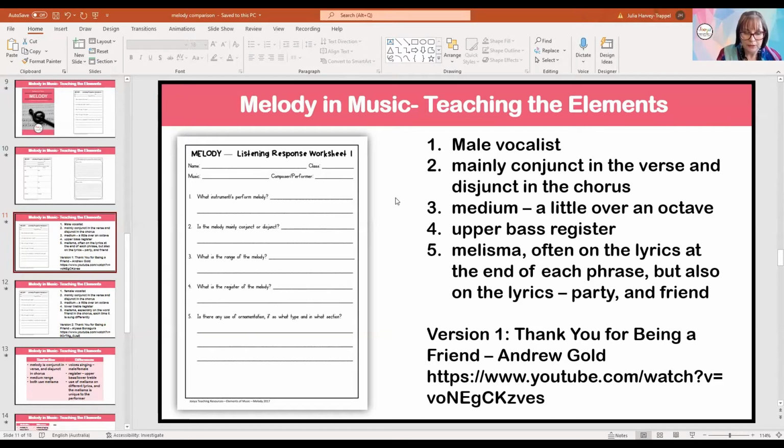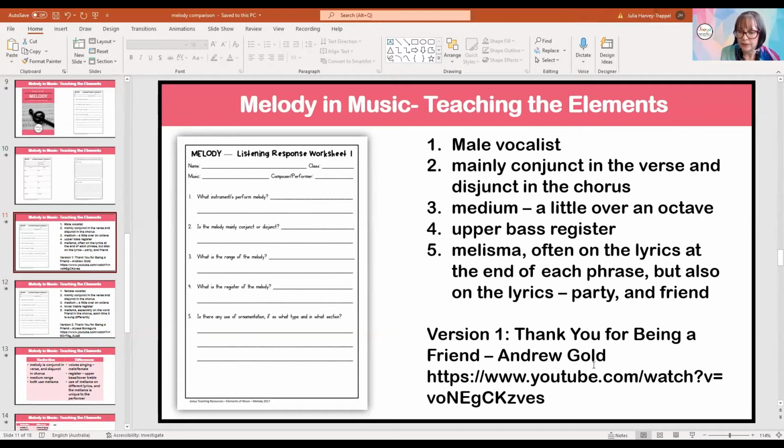And then is there any use of ornamentation? And yes, there is. It's use of melisma. And it's often on the lyrics at the end of a phrase. If you listen to the song, I said I will put these links in the description below so you can go and watch. But that is the one. If you type it in, you'll find him anyway.